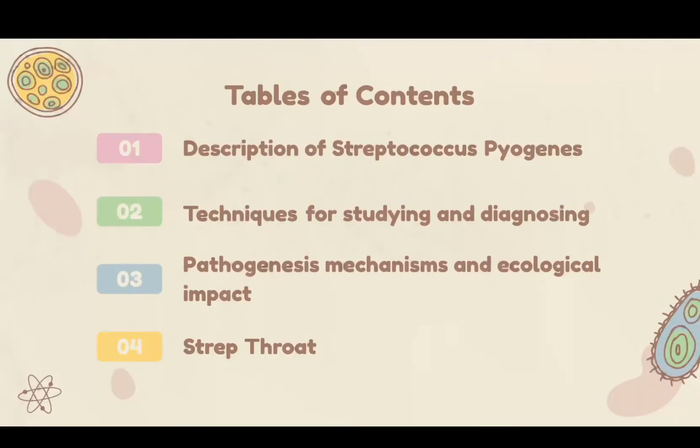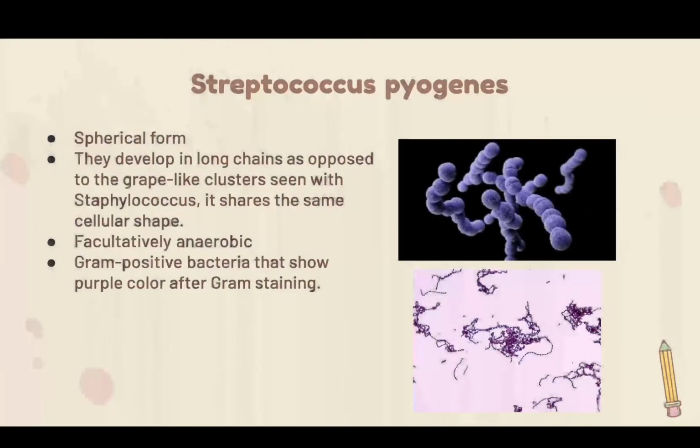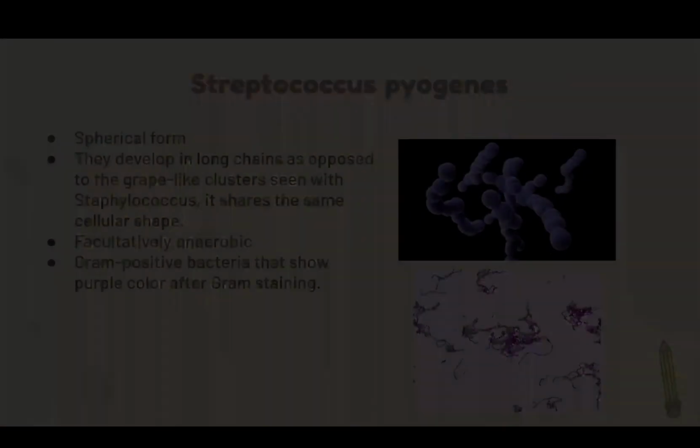We will be talking about Streptococcus pyogenes. I will be starting us off by describing the disease. It is in a spherical form. They develop in long chains as opposed to the grape-like clusters seen with Staphylococcus. It also shares the same cellular shape. It is facultatively anaerobic. It is a gram-positive bacteria that show purple color after gram staining.